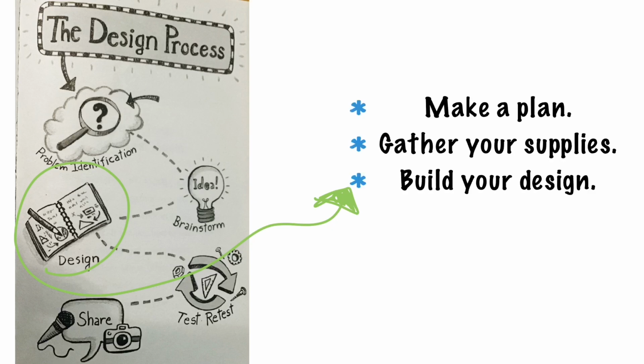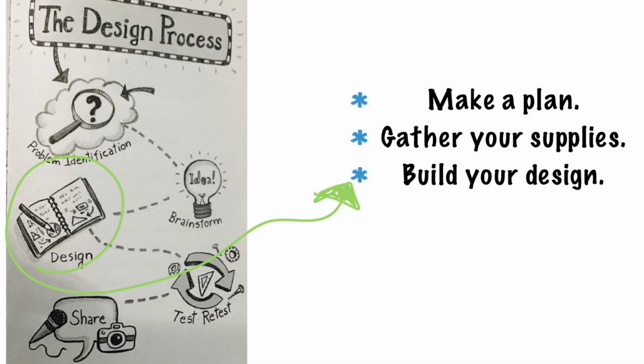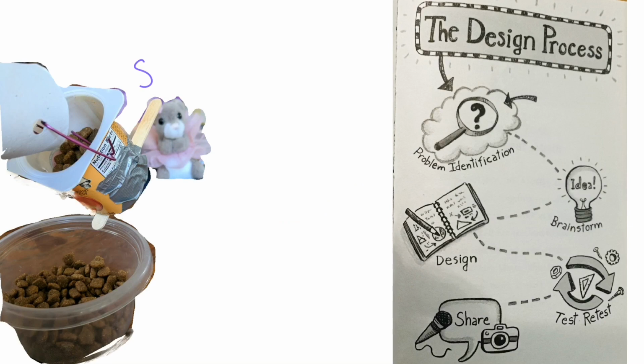When you think you have a good idea, start designing. You can sketch or use words. Then gather materials to build. Frankie and I like to use stuff we find in the recycling bin. Next, build your prototype. Your prototype is like your first draft. Once you have built a working prototype, it's time to test.